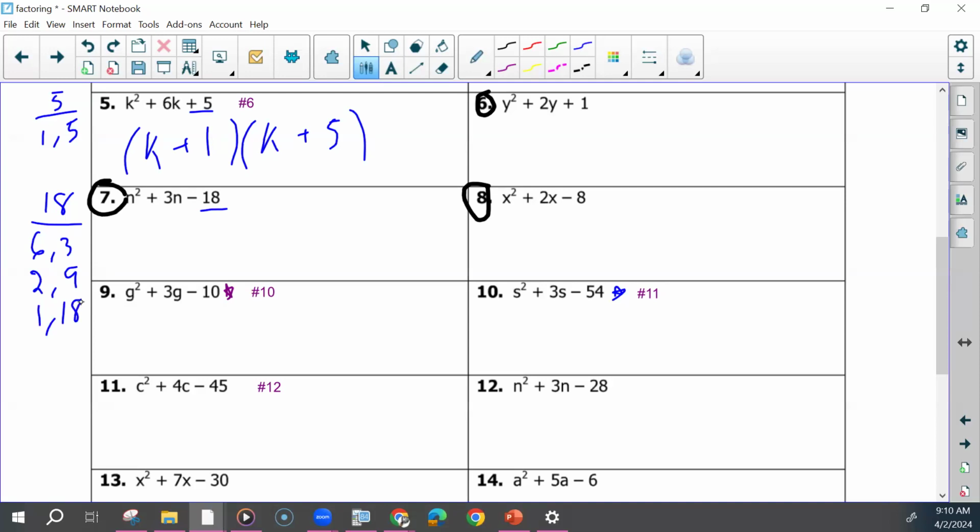Okay. That's it. And then because it's negative, we have to make one of the numbers negative. It has to still remain in the pair, but when we add or subtract it, it has to equal positive 3. Which pair could we use? And then which one could we make negative? 3. So then our two factors would be n plus 6 and n minus 3.